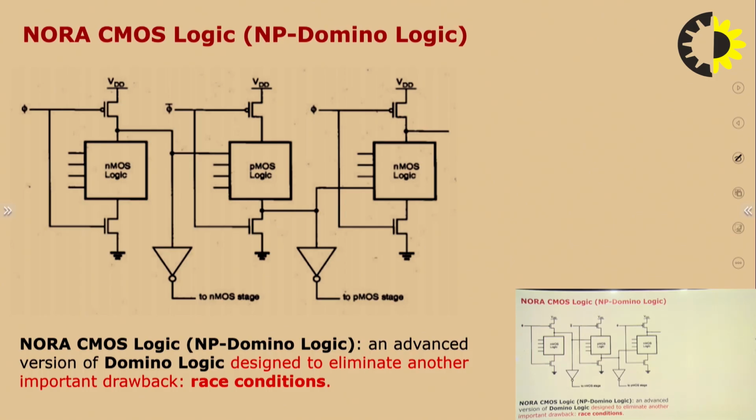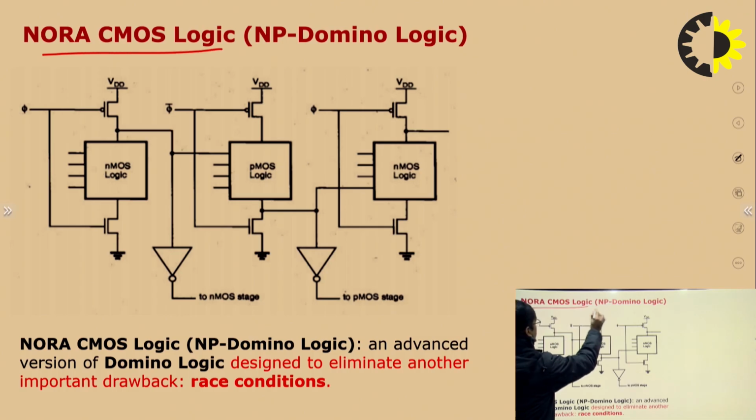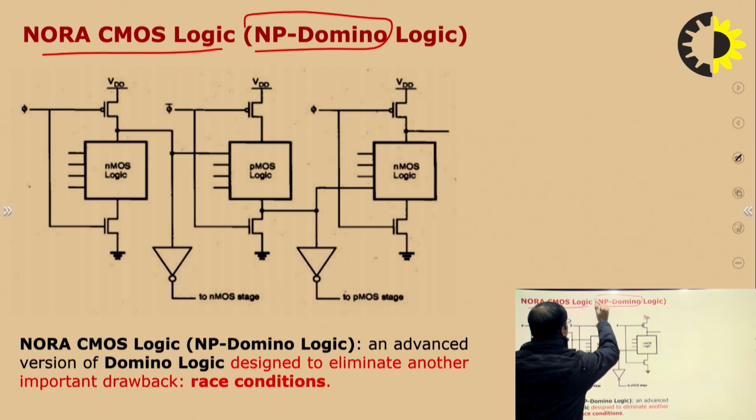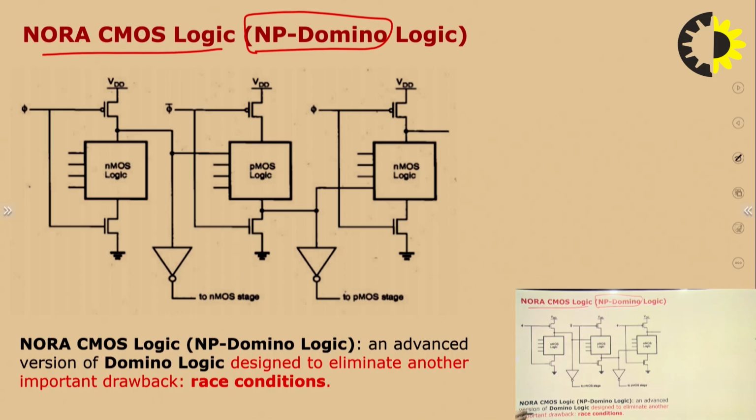Now, similar to domino CMOS logic, we have another technique which is known as NORA CMOS logic, also known as NP domino. This NORA CMOS logic, which we say is an advanced version of domino logic, is designed to eliminate another important drawback of cascading of dynamic stages, that is the race conditions.